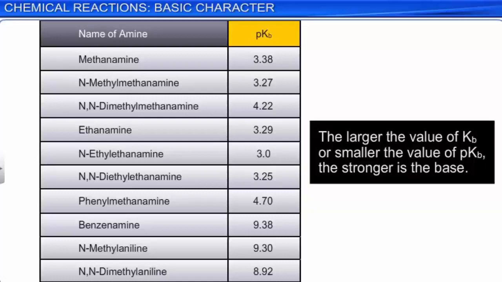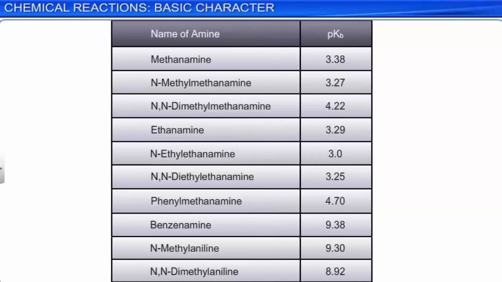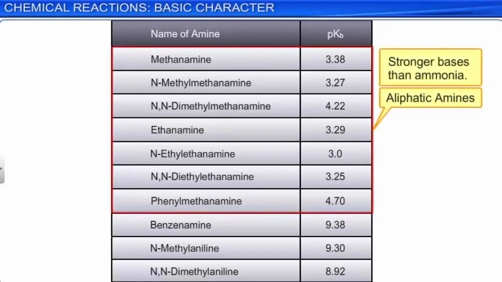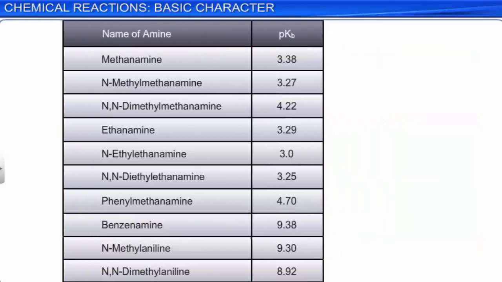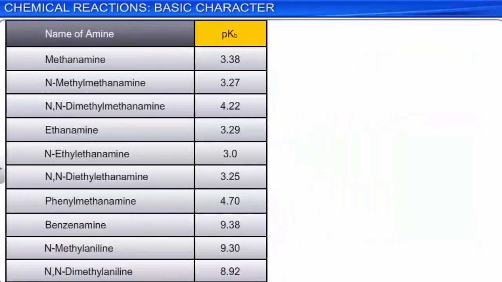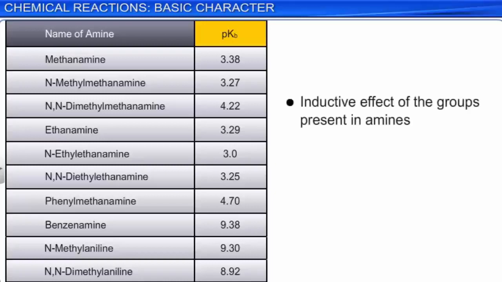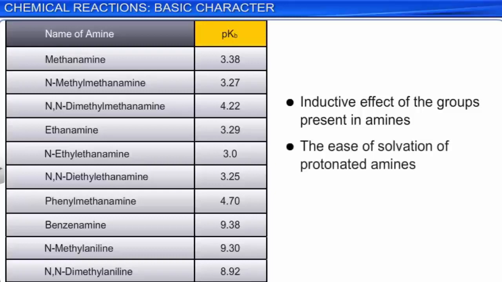By observing the pKb values listed in the table, we can say that aliphatic amines are stronger bases than ammonia. On the other hand, aromatic amines are weaker bases than ammonia. The Kb or pKb values of amines are affected by factors like the inductive effect of the groups present in amines, the ease of solvation of protonated amines, and steric hindrance.